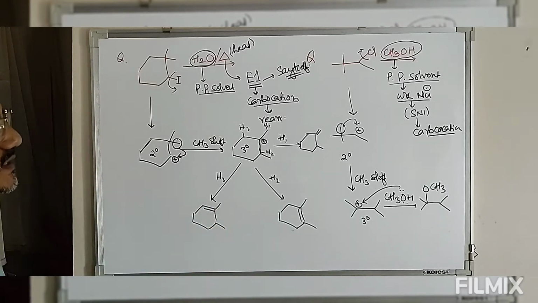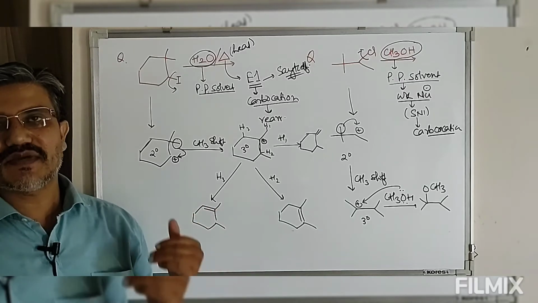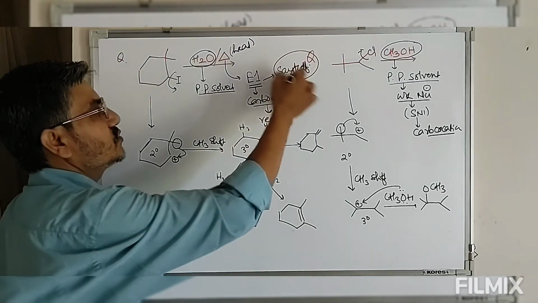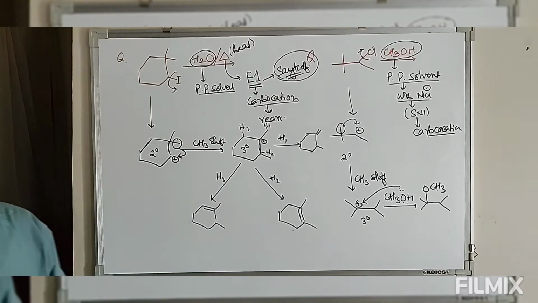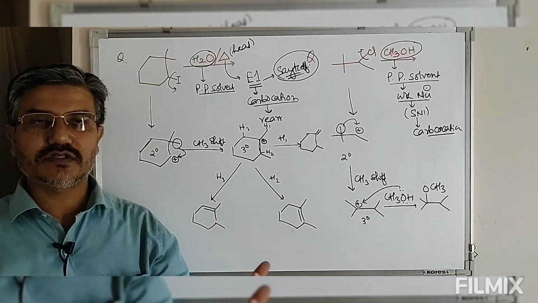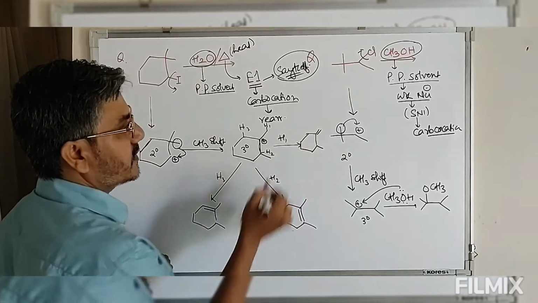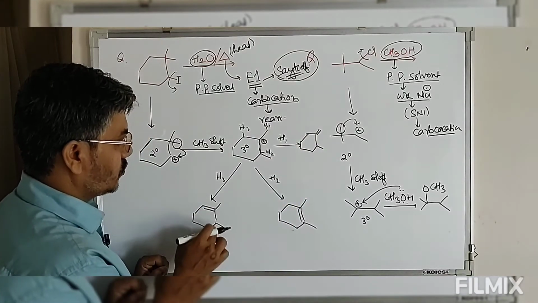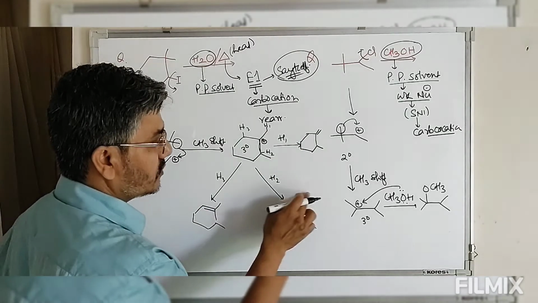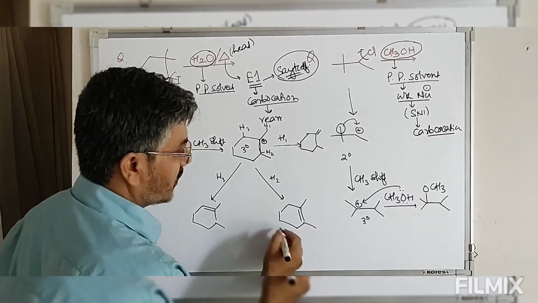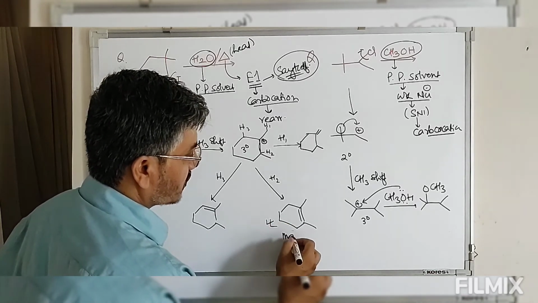Now we have to decide which one should form as the major product. The reaction has to follow Saytzeff's rule, which favors the more alkyl-substituted alkene. This one contains 1, 2 alkyl substitution, this contains 1, 2, 3 alkyl, but this contains 1, 2, 3, 4 alkyl. So this is the major product that will be formed.